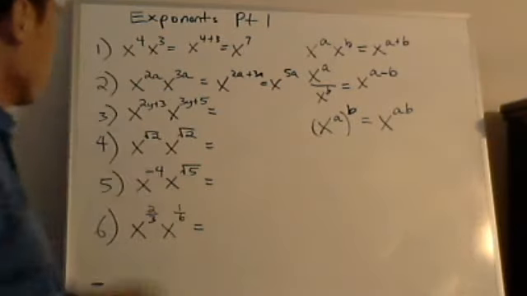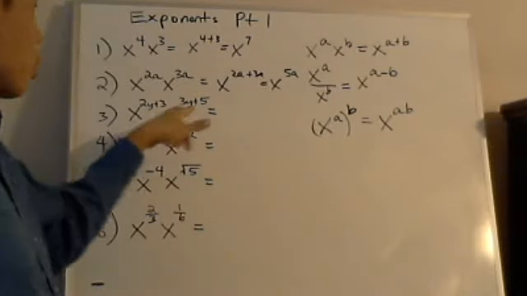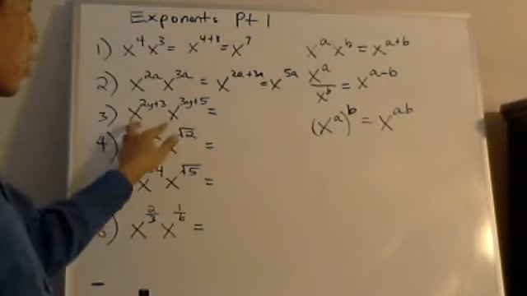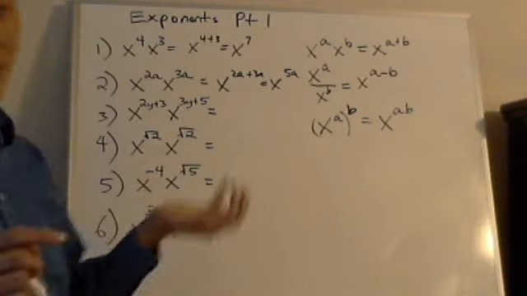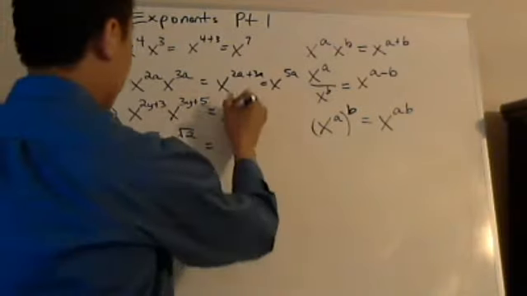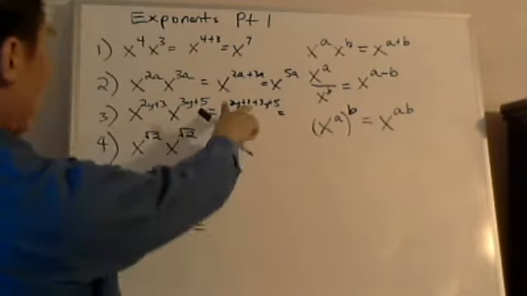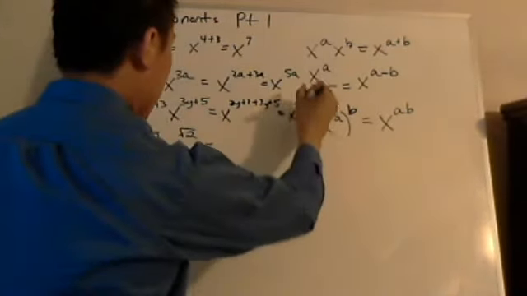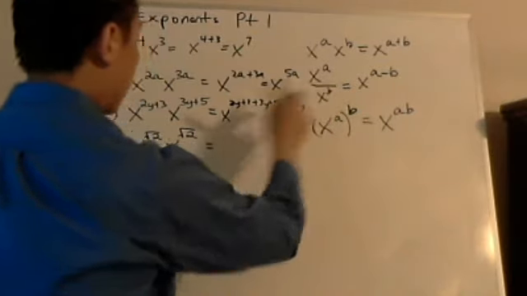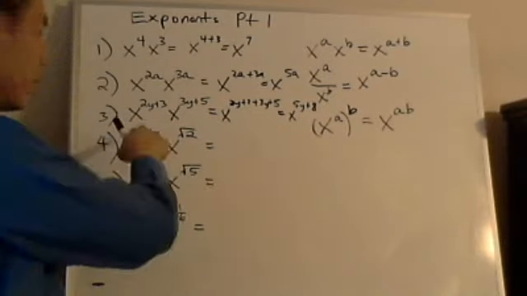So number 3, we have x to the 2y plus 3 power times x to the 3y plus 5 power. They're still the same base, so you're adding since it's the same base, okay? So you have x to the 2y plus 3 plus 3y plus 5, which is equal to, so 2y plus 3y is 5y, right? And 3 plus 5 is 8. So you get x to the 5y plus 8 here.